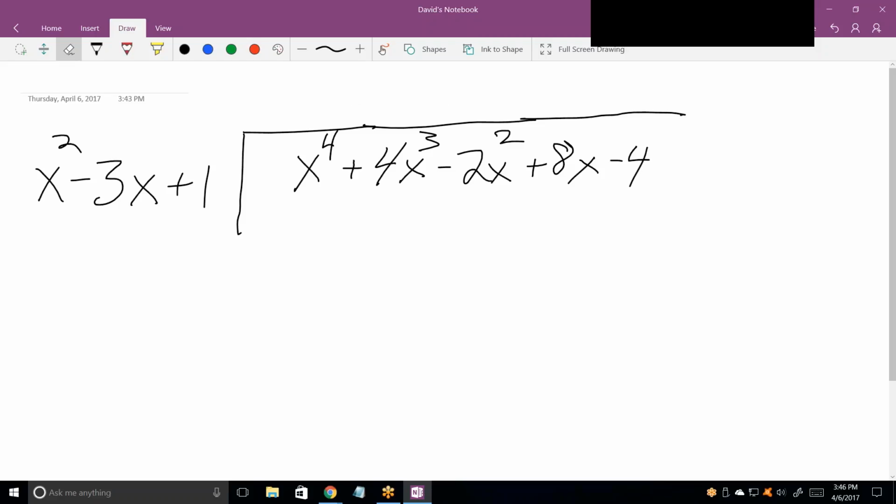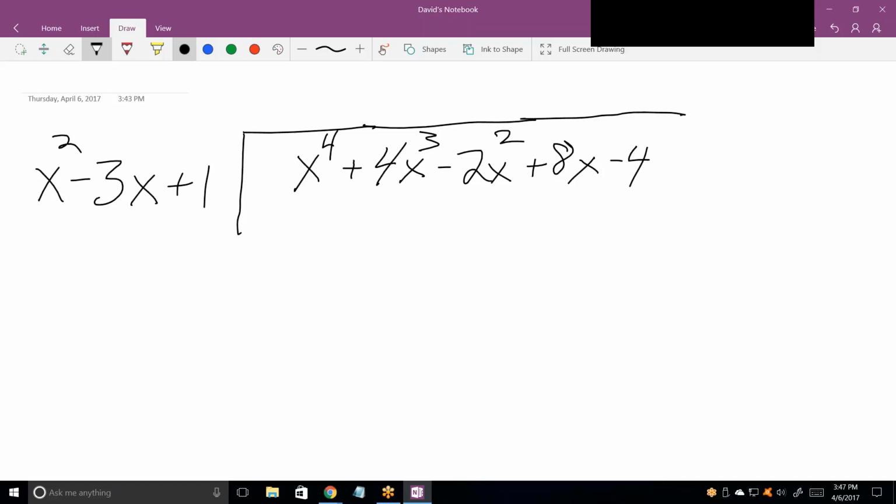Now, notice that I'm not missing any degrees of x. If I were, I'd have to put a 0 of that many x in there. And I'm not missing any degrees of x over here either. Well, I don't need any dummy variables. This is going to play out real simple. Go ahead and work me through it, every step.